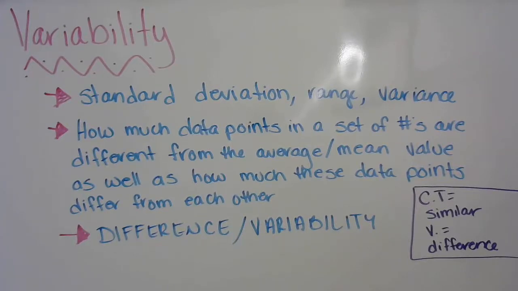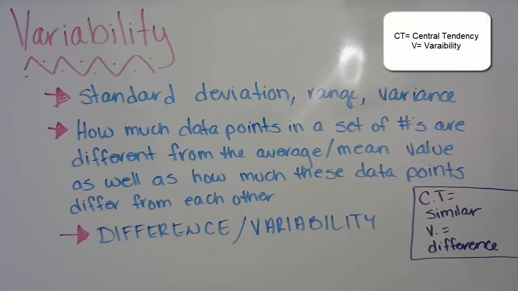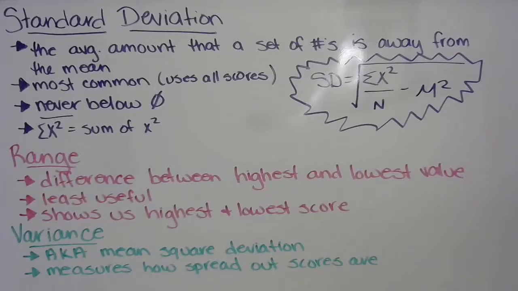So variability tells us about the difference between scores, the variability between scores, how spread out the scores are. It is quite different from central tendency in the sense that central tendency tells us about the similarities between scores, and variability tells us about the difference between scores. When we're talking about variability, there are three different types of measures that we will see.